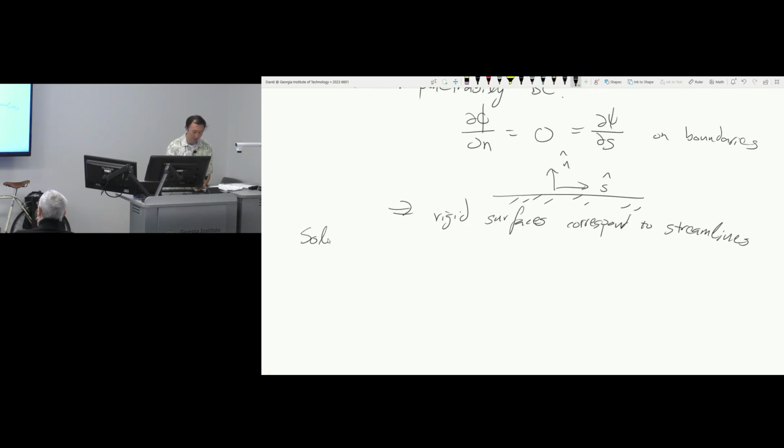So let me give you a couple of different irrotational flows that we actually know the complex potentials for.